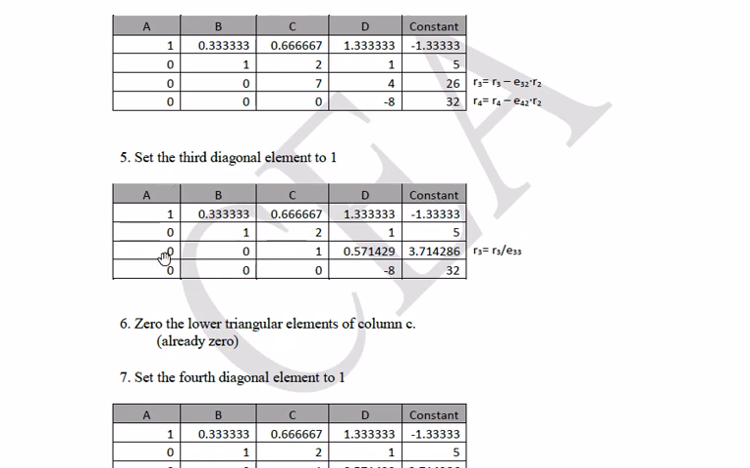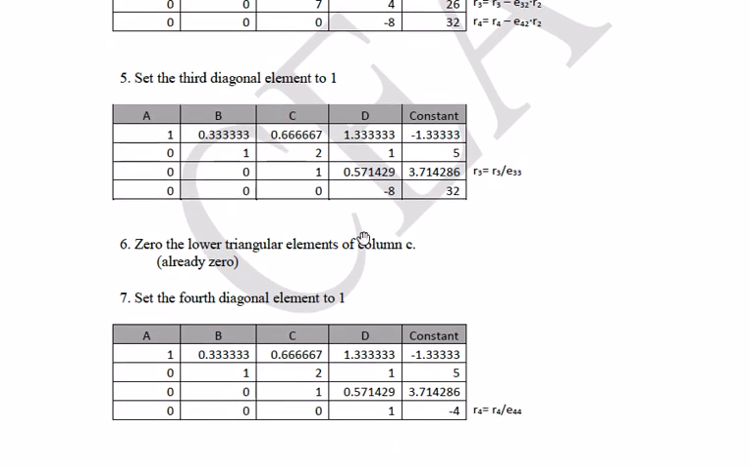So 0 divided by 7 is 0, 0 divided by 7 is 0, 7 divided by 7 is 1, 4 divided by 7 is 0.571429, and 26 divided by 7 will give you 3.714286. Then you copy the lower element. Step 6 is supposedly to make the element below 1 in the third column into 0. But fortunately, in our example, it is already 0.